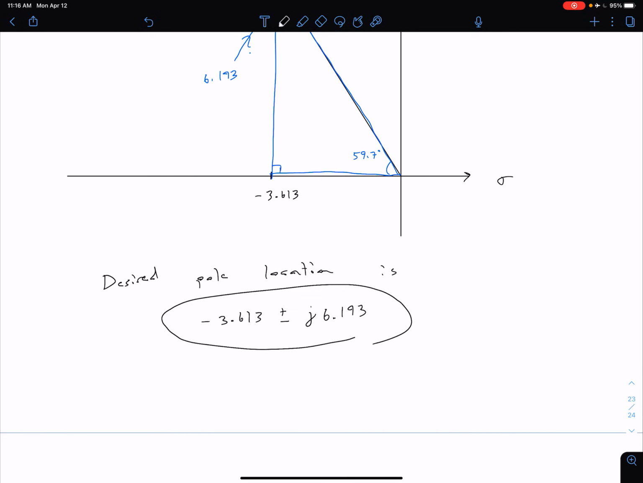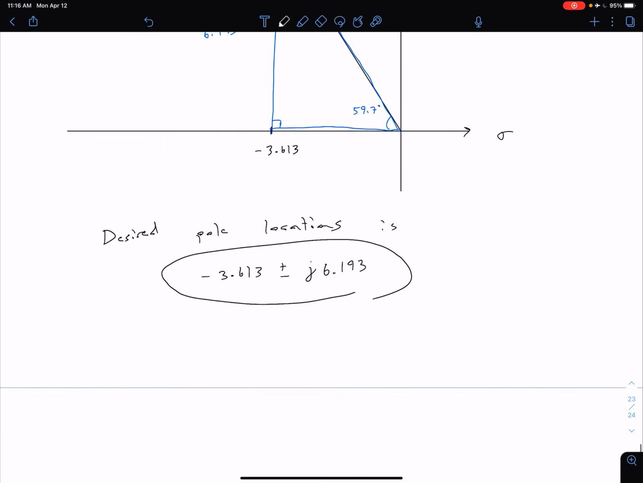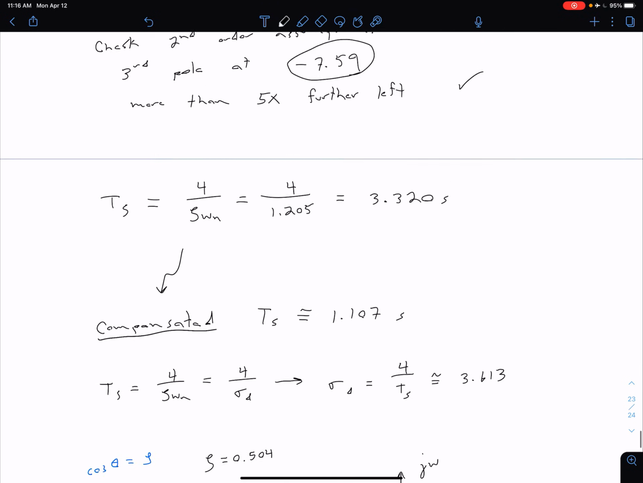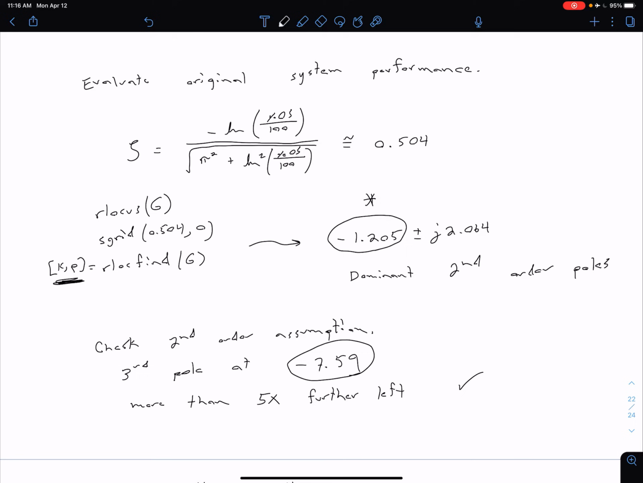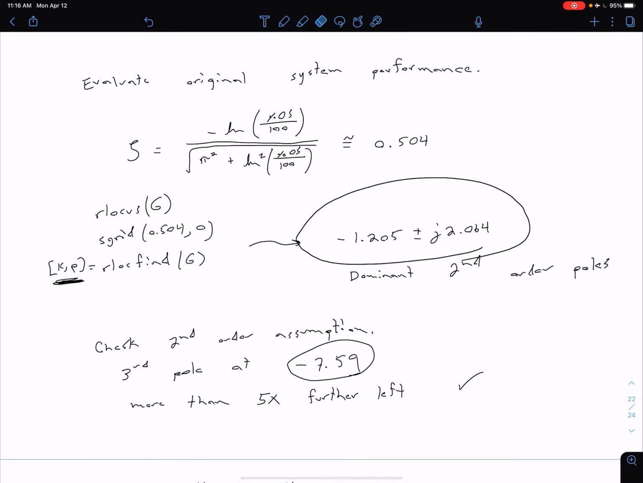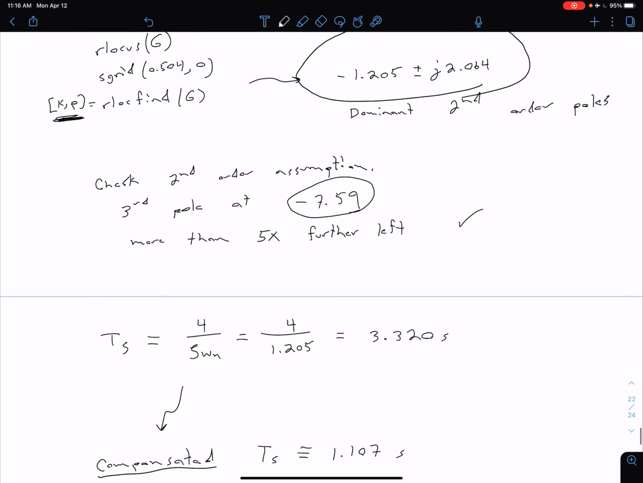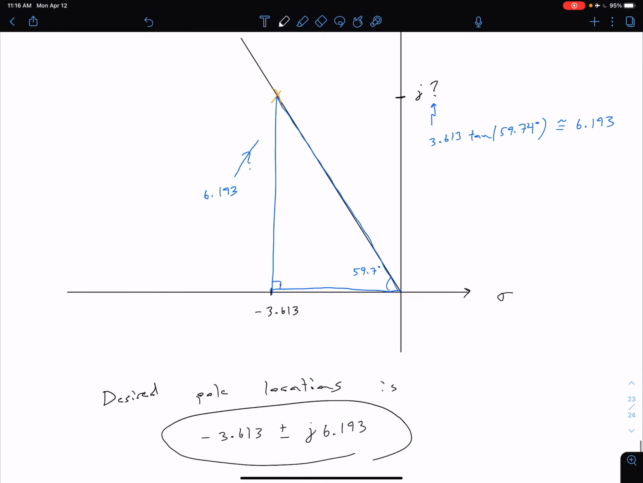So these are the desired pole locations then, because of course we're going to have a complex conjugate pair. What we want to do is move our root locus from this initial dominant pole pair, which we see right here, to that new desired pole pair. And as we talked about in the previous video, we're able to do that by adding a 0.